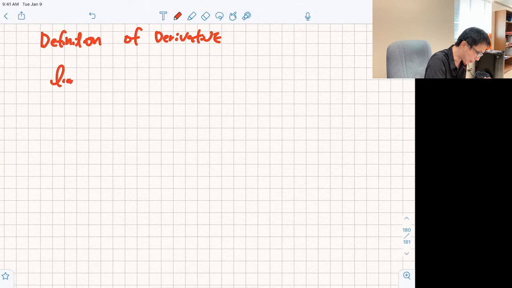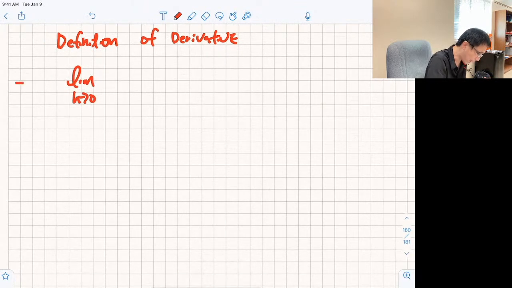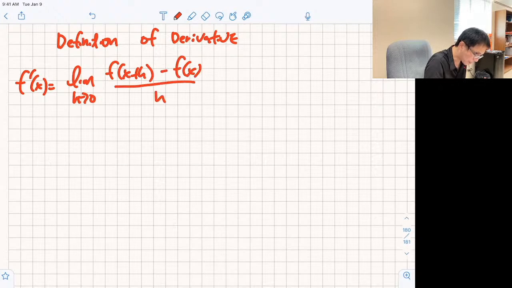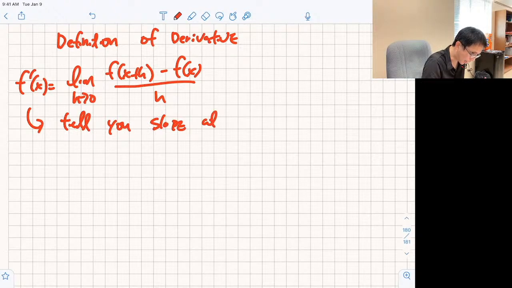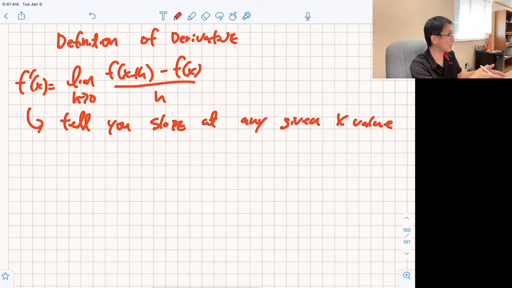So it's the limit as h approaches 0 of f of x plus h minus f of x over h, and that equals f prime of x. Whatever result you get is f prime of x. F prime of x tells you the slope at any given x value. So you can plug in, for example, x squared gives 2x. You can plug in 5 and you get 10. Then that's going to be a slope.